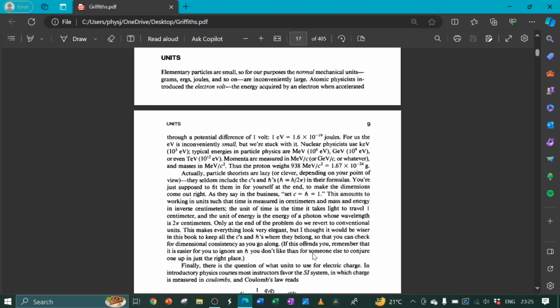kiloelectron volt, that is 10^3 electron volts. Typical energies in particle physics are megaelectron volt, that is 10^6 electron volts, gigaelectron volt, that is 10^9 electron volts, or even teraelectron volt, that is 10^12 electron volts. Momenta are measured in MeV/c or GeV/c or whatever, and masses in MeV/c^2. Thus, the proton weighs 938 MeV/c^2, equal to 1.67 x 10^-24 gram.